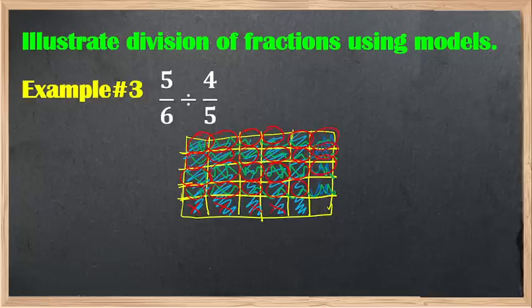1, 2, 3, 4. So, we completed the whole part because we have 4/5. We have 1, 2, 3, 4. We have 4/5. As you can see, this one is 4/5. So this one is a whole part. So therefore, our answer has a whole part. And then the remaining shaded region is 1.